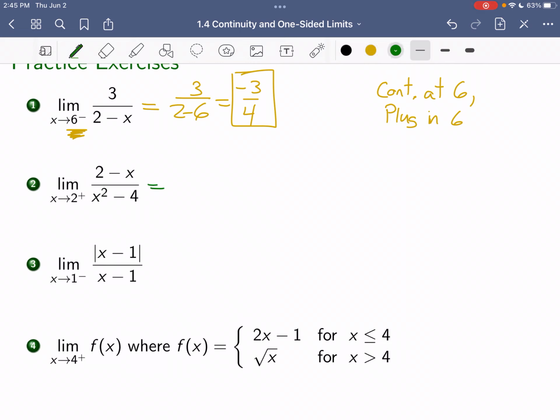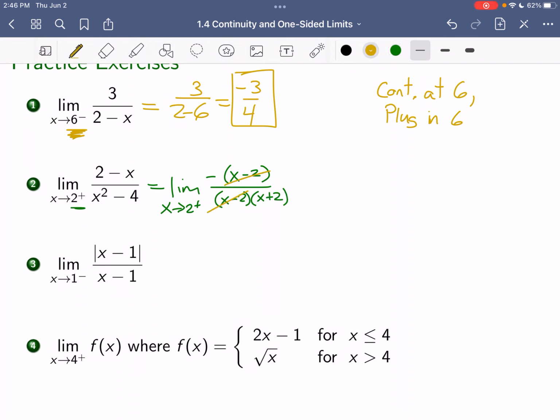On this next function, we have the limit as x approaches 2. Are we approaching 2 from the left or the right? Here we're approaching 2 from the right. We have values that are a little bit larger than 2. If we tried direct substitution here, we'd get 0 over 0. And so let's factor out a negative from the top. You'll have negative of x minus 2. That denominator will factor into x minus 2 times x plus 2.